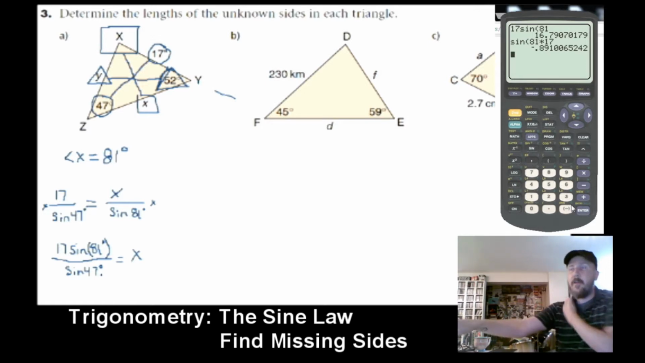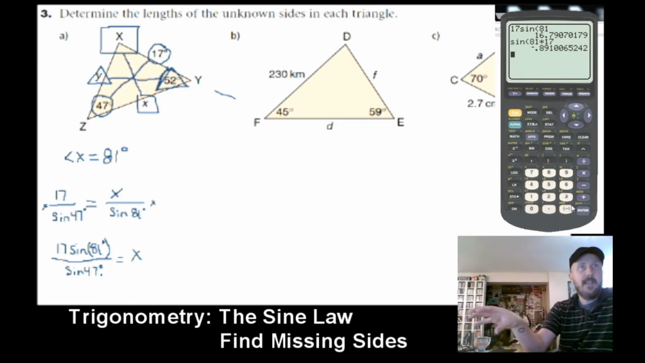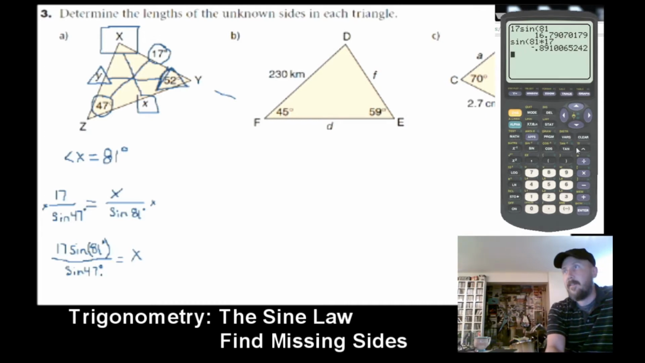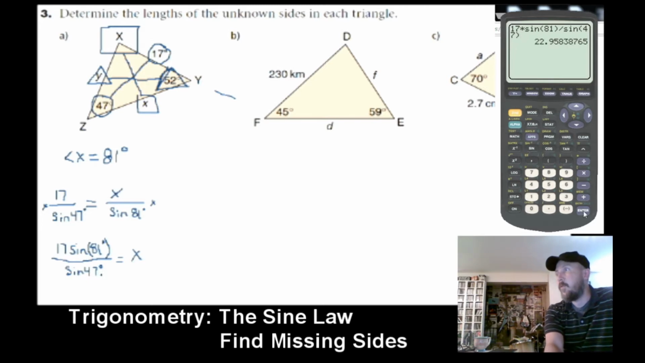So to calculate this, I'm going to type it in almost exactly how I have it written on there. I'm going to delete all these things here. I'm going to go 17. We can put the times, or we just saw we can just write sine 81. I may as well put it. Times sine 81. I'm going to close my bracket. Divided by sine 47. And I'm going to close that bracket too. Equals 22.96. Makes sense.